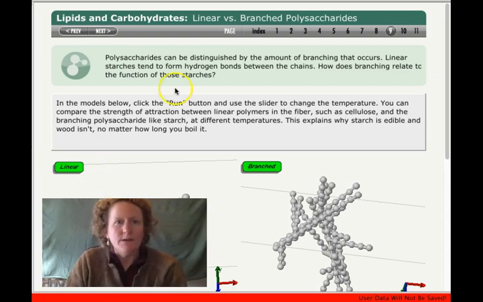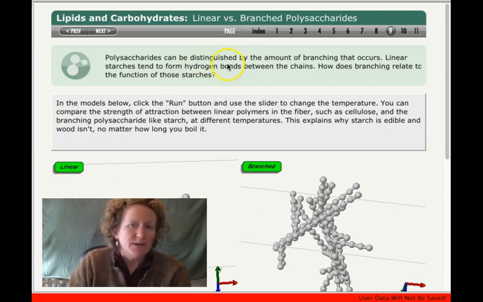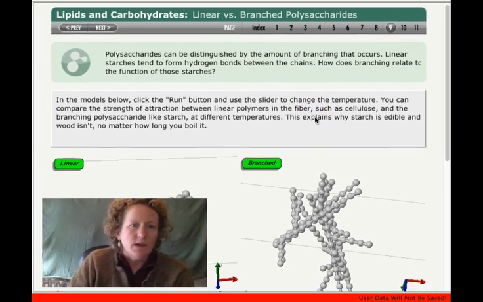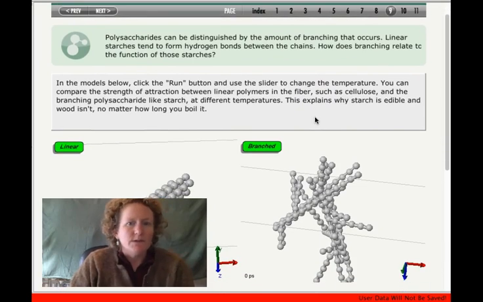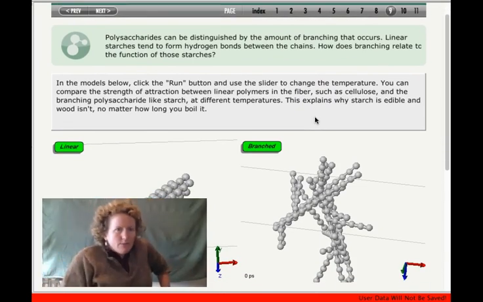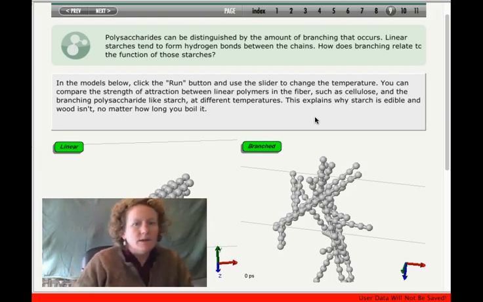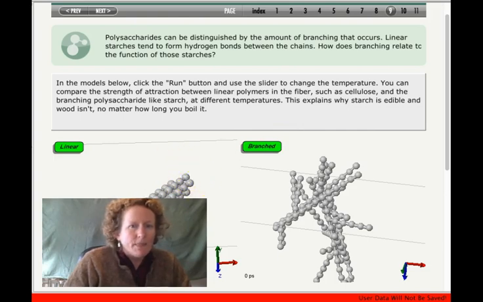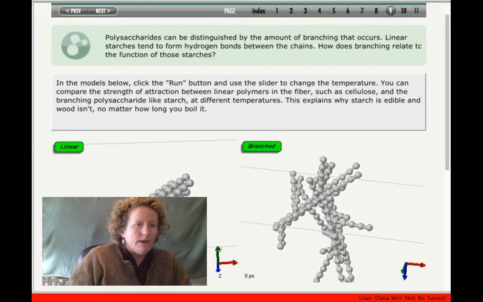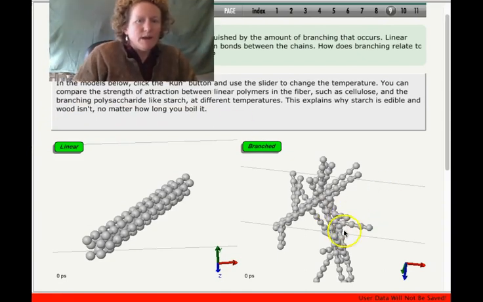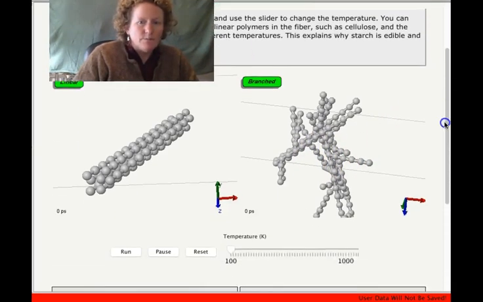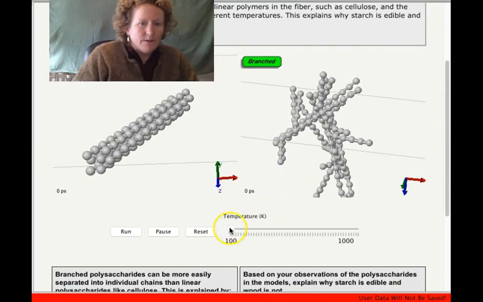So polysaccharides can be distinguished by the amount of branching that occurs. Linear starches tend to form hydrogen bonds between chains. How does branching relate to the function of those starches? In the model, we're going to click run and use the slider to change the temperature. We can compare the strength of attraction between the linear polymers in the fiber, such as cellulose, that's the ones over here, and the more branched chains over here. So let's try to rip these apart here.